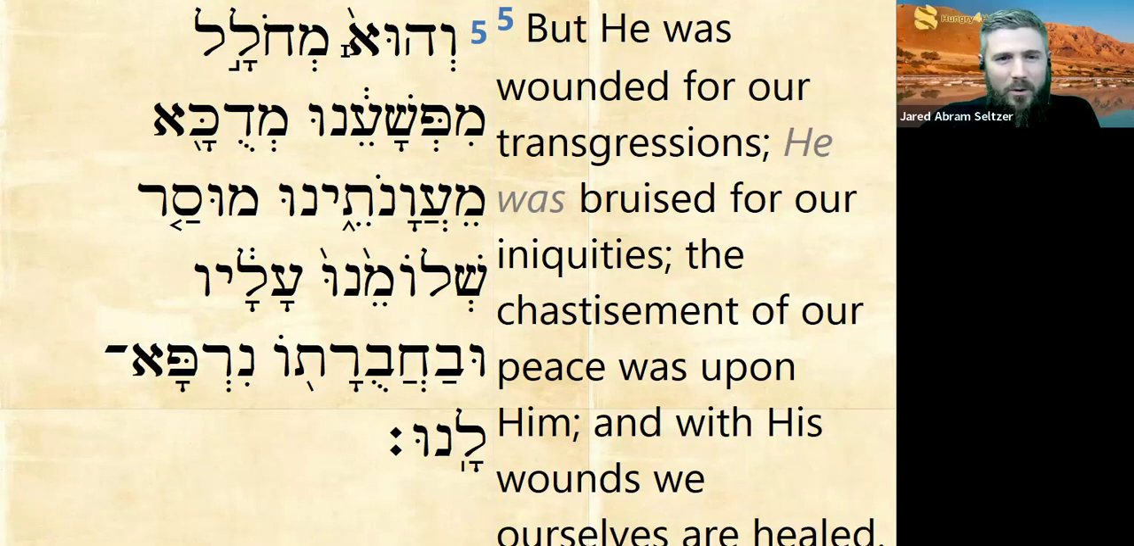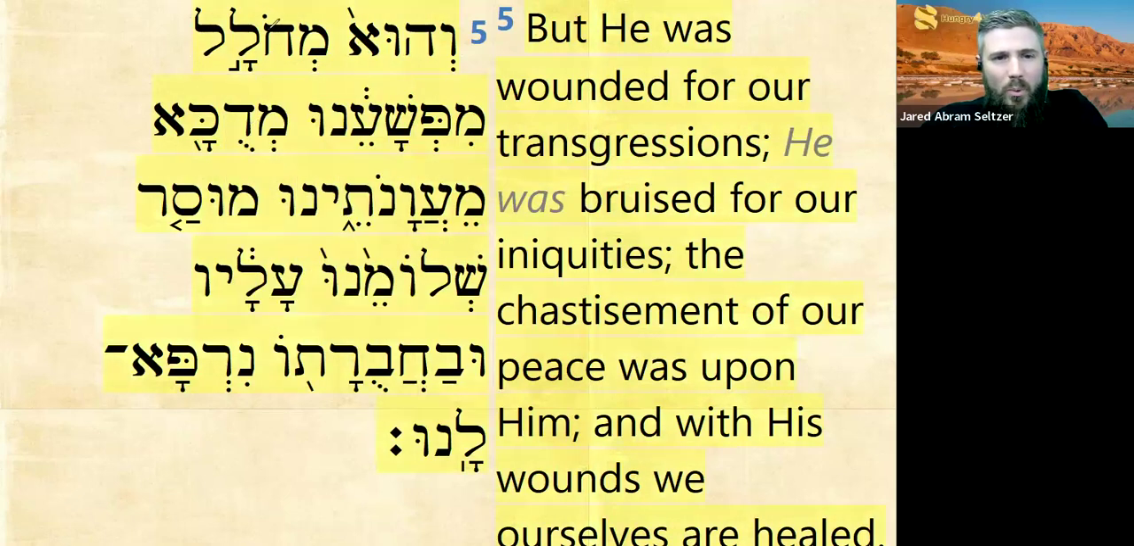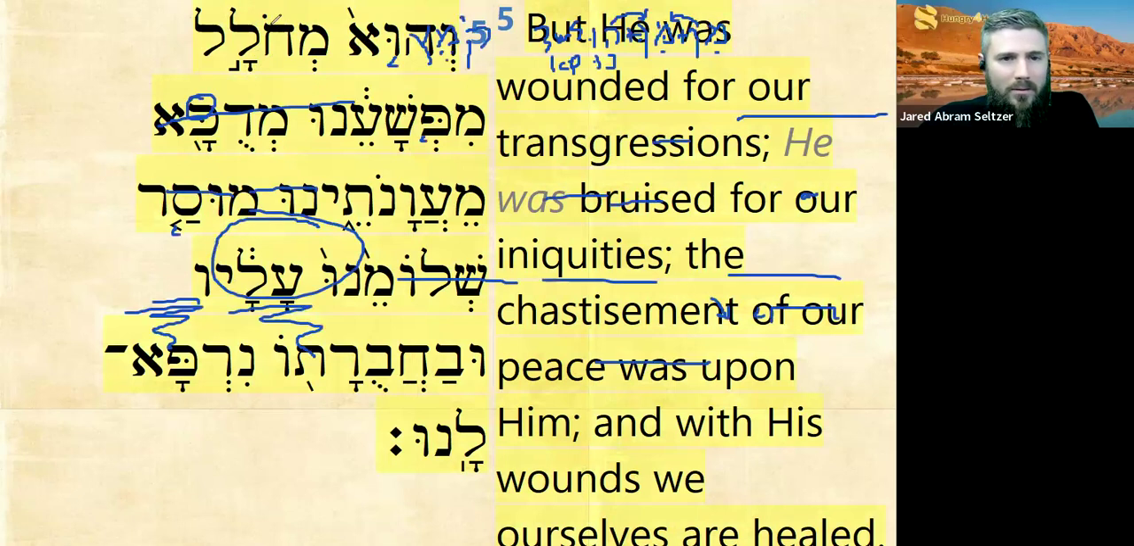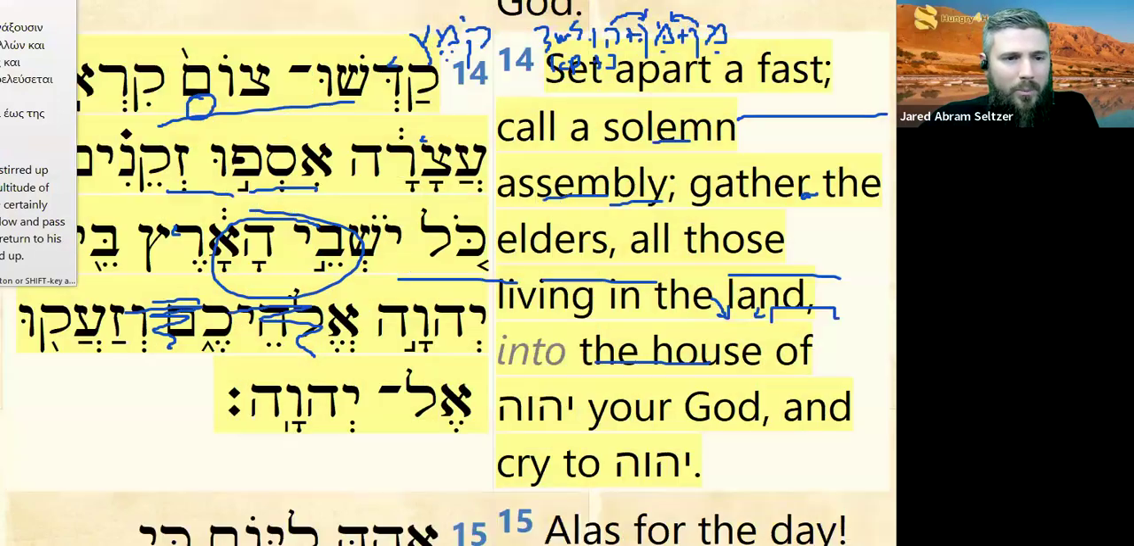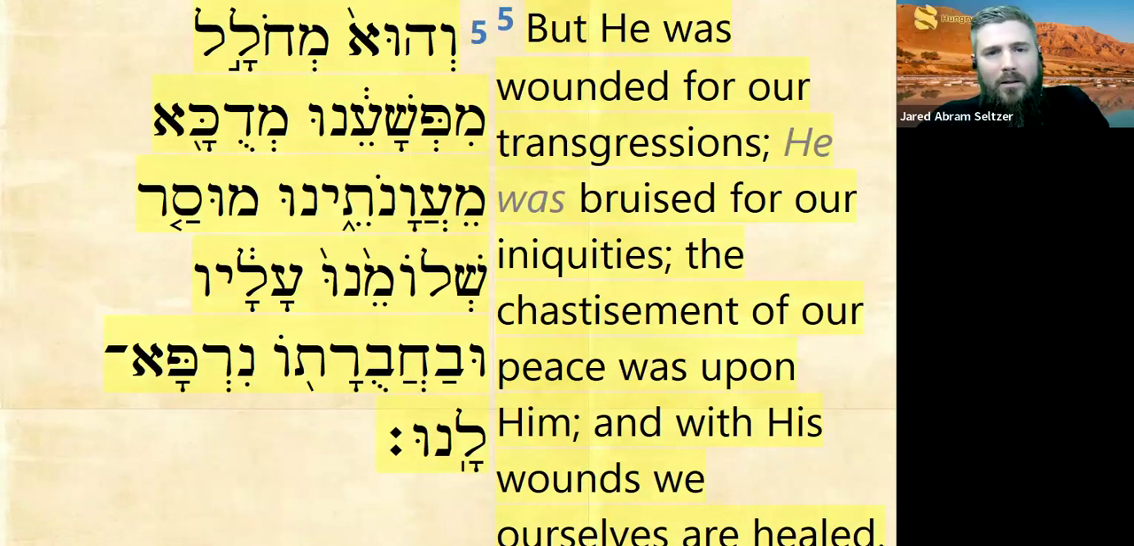Here we go. Vehu mecholal. This is a pu'al. Wait a second. Mecholal. What am I saying? It's a polel. Excuse me, a polal, pu'al. Vehu mecholal, and he was, they have here, wounded. Mi psha'enu, from our pesha, from our transgressions.